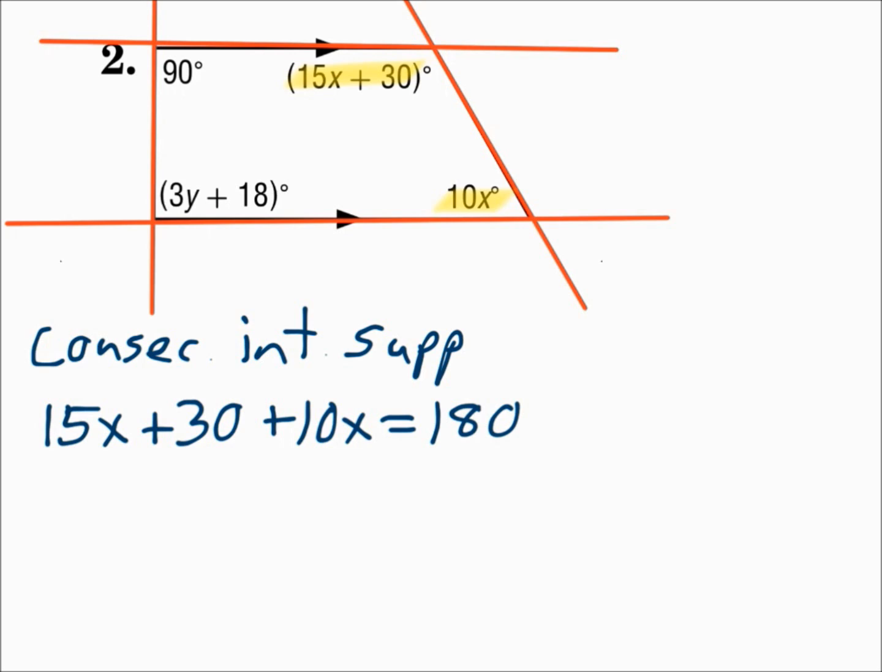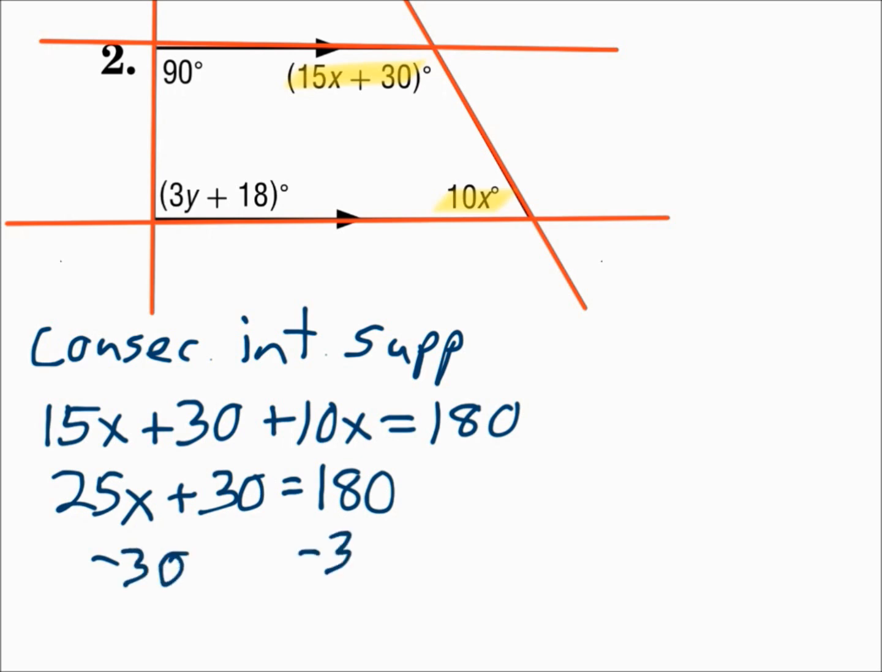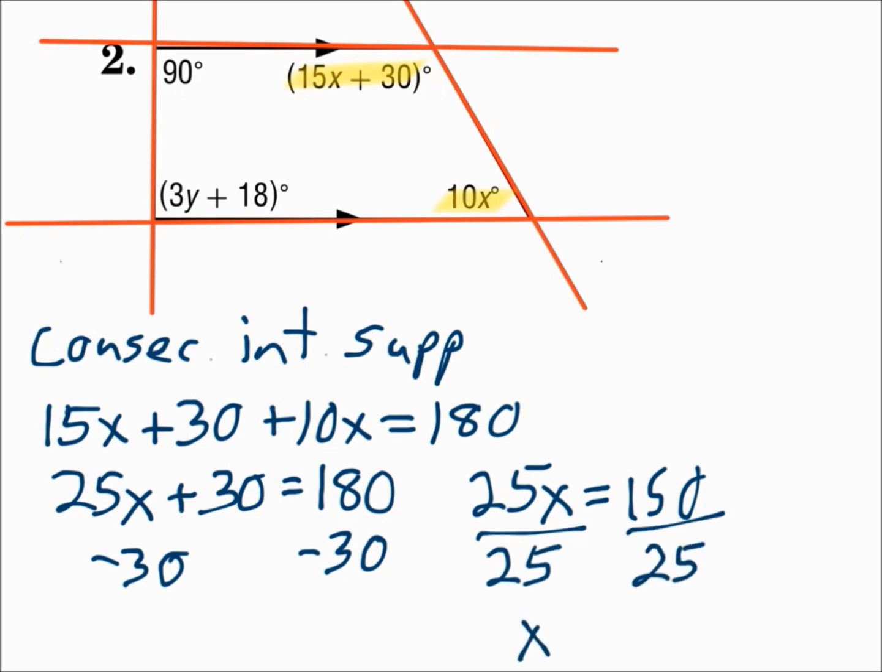Solve that for x. 15x and 10x make 25x. Subtract 30 from each side, and divide by 25. x is 6. Since they were consecutive interior angles, they're supplementary, so we make their measures add up to equal 180.